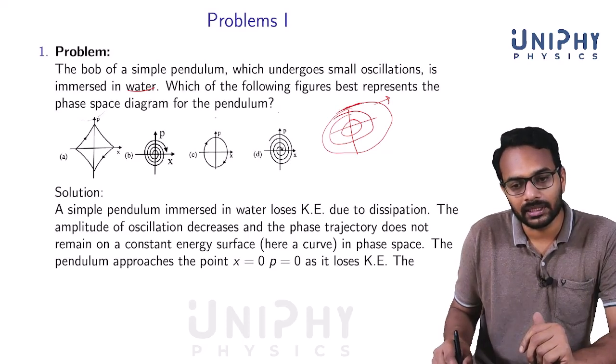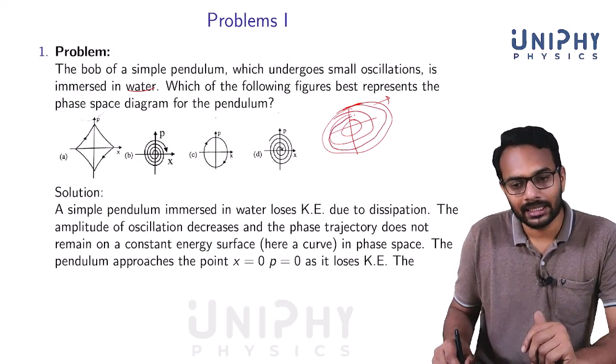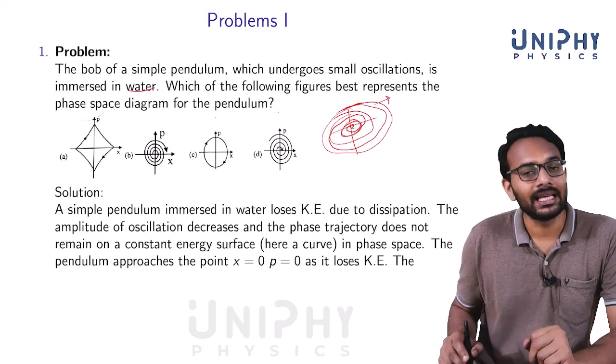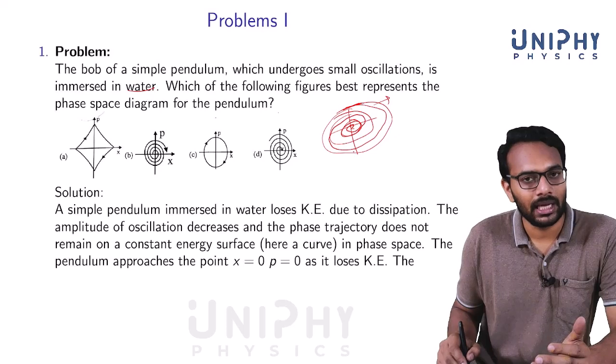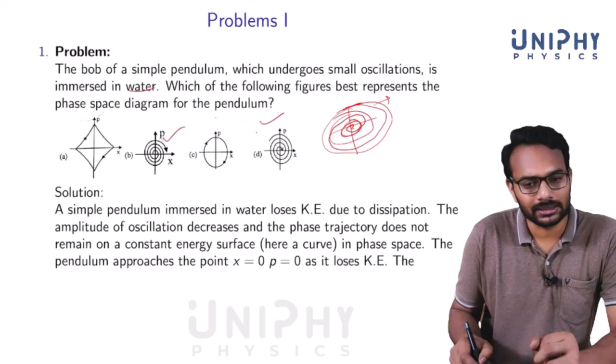it slowly loses energy and goes to another surface of lower energy, and then it goes on like that and approaches the point x equal to 0, p equal to 0. That's what will happen. Okay. So we know that it's either this or this. Which one is it?